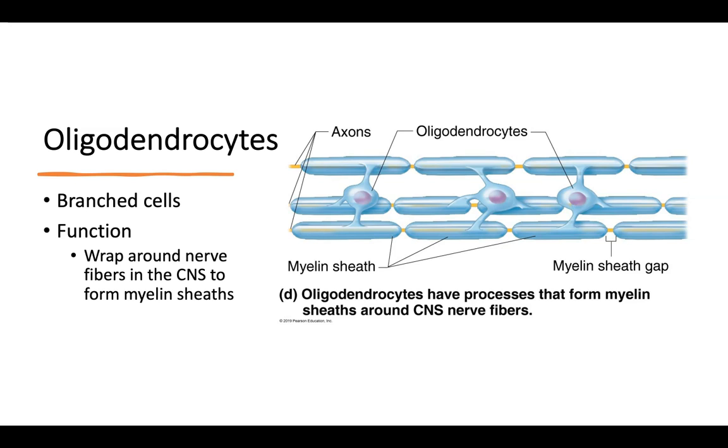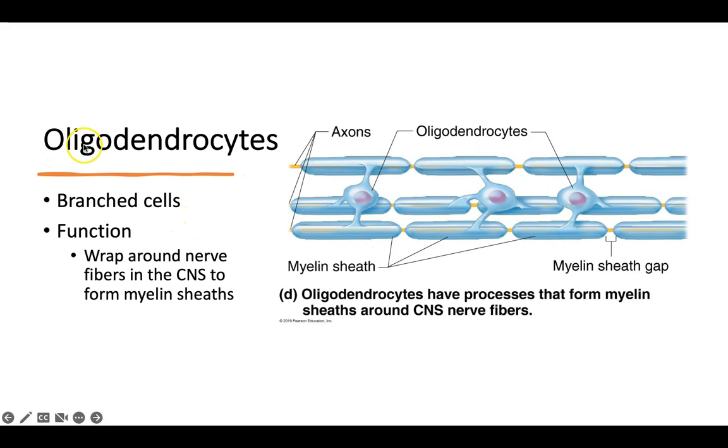Next up, we have oligodendrocytes. This is the last cell type that we're finding specifically in the central nervous system, so the brain and the spinal cord. These are again branched cells. You can see this cell appears to have 3 branches, this one has 4.